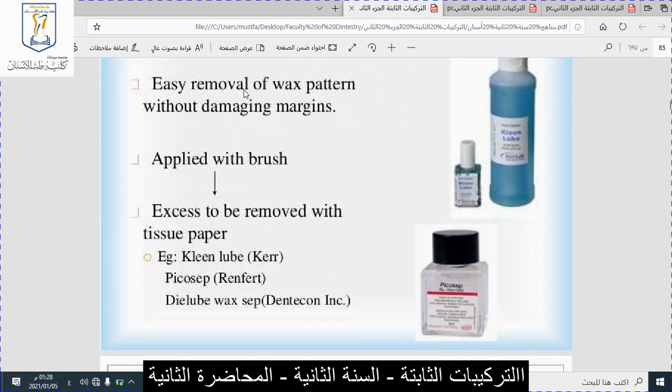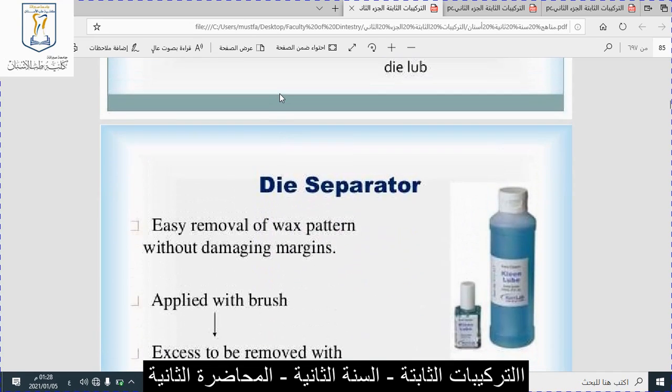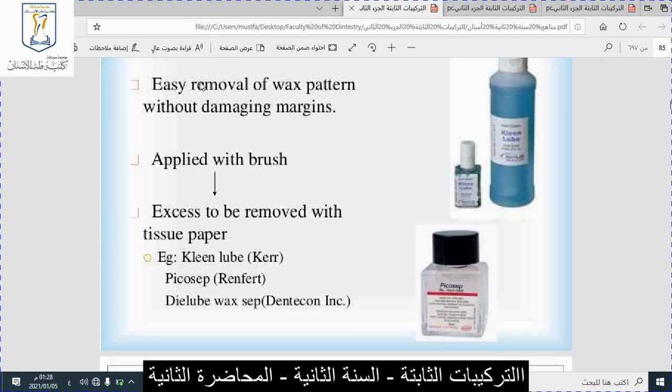Die separator: easy to remove the wax pattern from the die, and it gives easy wetting of the wax pattern on the die. So die lubricant or die separator gives easy separation of the wax pattern from the die, and makes the wax pattern wet easily. So it increases the wettability of the wax pattern on the die, and easily removes the wax pattern from the die without damaging the margin.